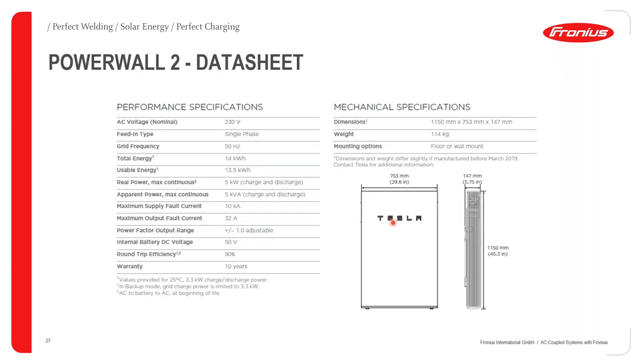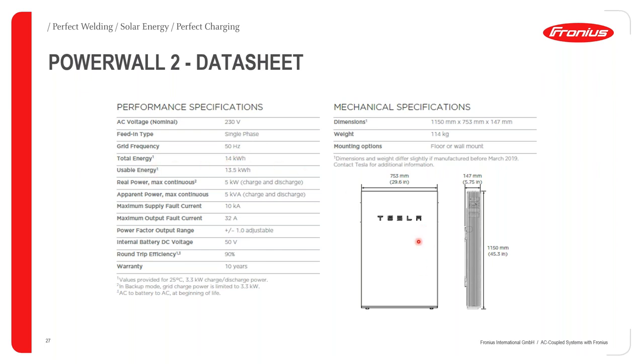Moving on, I want to show you a screenshot of the Tesla Powerwall 2 datasheet to see compatibility. With the Tesla Powerwall, it's one unit. You don't get different sizes. It's one unit that you can string to another unit in order to increase the system capacity. The nominal voltage it operates at is 230 volts. It's a single phase system, so if you're looking for three-phase backup, a Fronius Tesla system will not work. This is only applicable for single-phase backup. Your grid frequency will operate at 50 hertz.